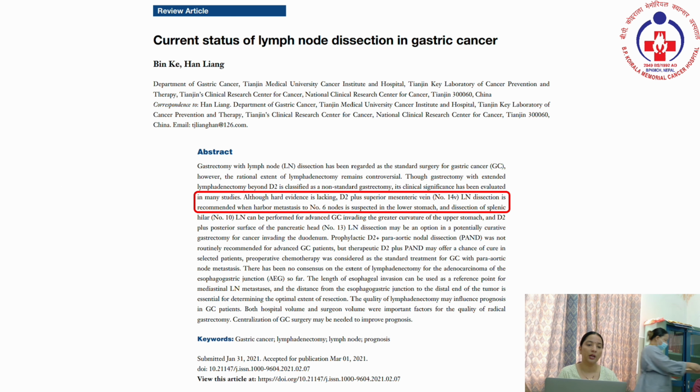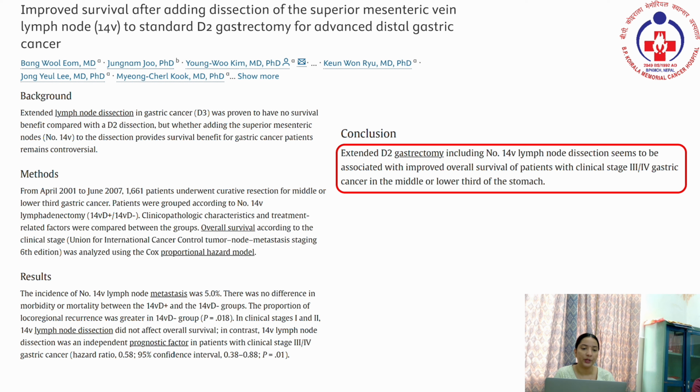And there is also another article which supports the removal of the 14V lymph node in D2 gastrectomy in advanced distal gastric carcinoma, which has suggested that there is improved overall survival of patients with clinical stage 3 and 4 advanced carcinoma disease, which has involved the middle and the lower third of the stomach.